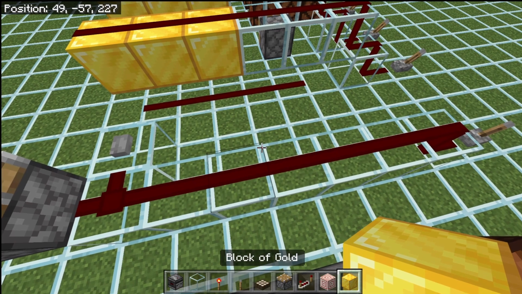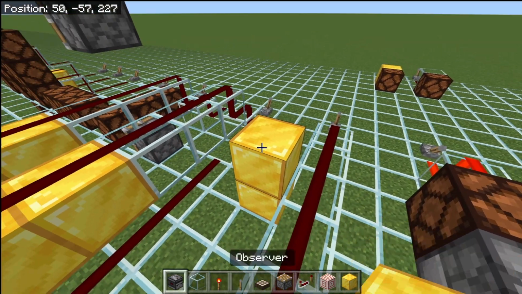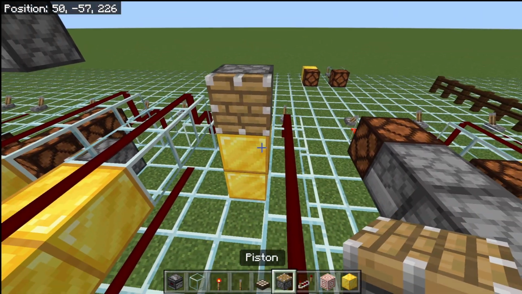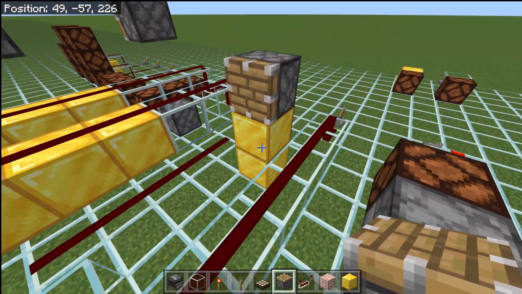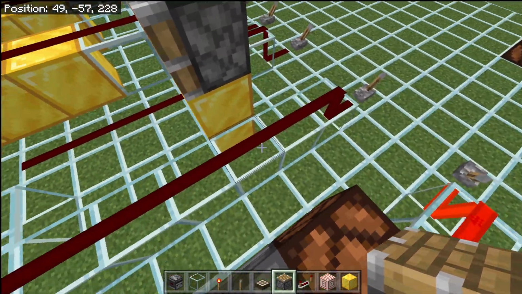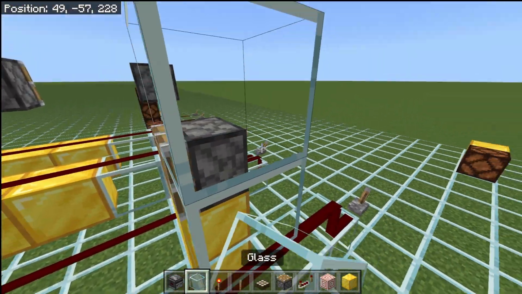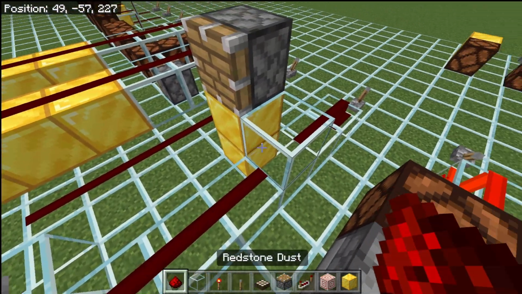Let me show you what I'm talking about by further illustrating my point. Let's say that we made a contraption and we have a piston up here that is facing this way. Our goal is to power this piston here, and we can't really go out in this direction because we have a separate circuit over here that we don't want to power. We also have a separate circuit up top here that we don't want to power, so we can't really bring the redstone dust up like you typically would.